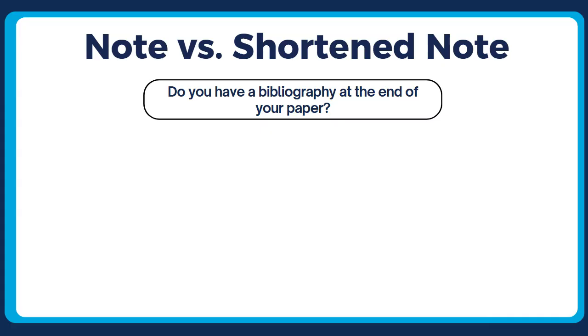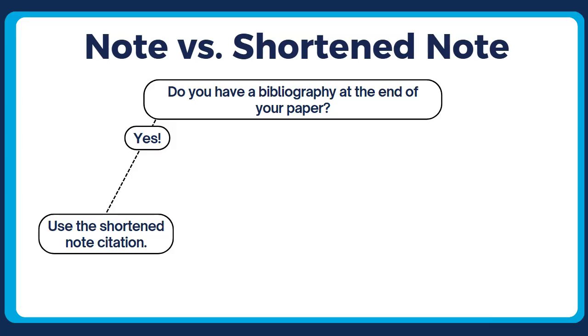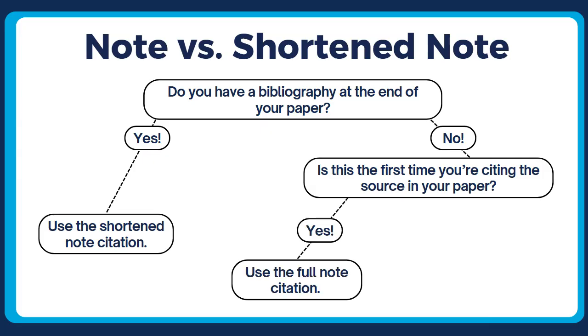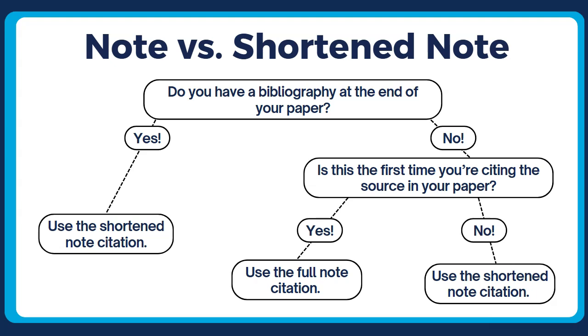Here's how you know. If you have a bibliography at the end of your paper, congratulations, you never have to include a full note in your paper, only that easier, shorter form. If you don't include a bibliography at the end of your paper, you'll use the full note citation the first time you mention a paper in your text. If you cite that source again, you'll use the shortened citation.